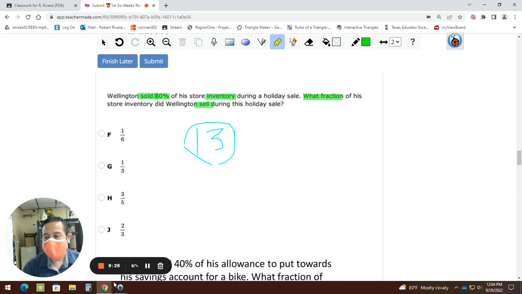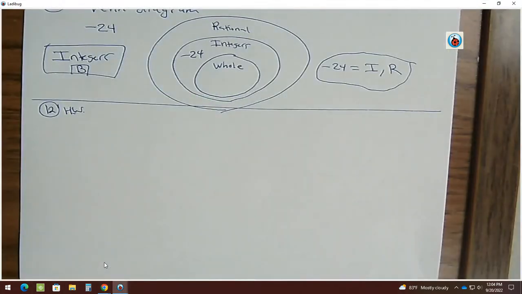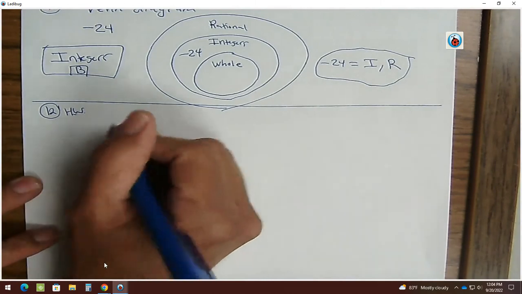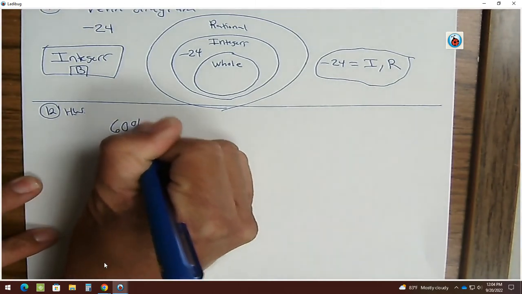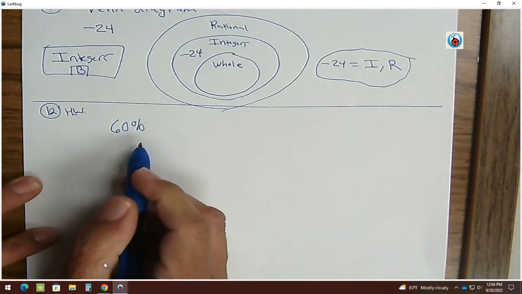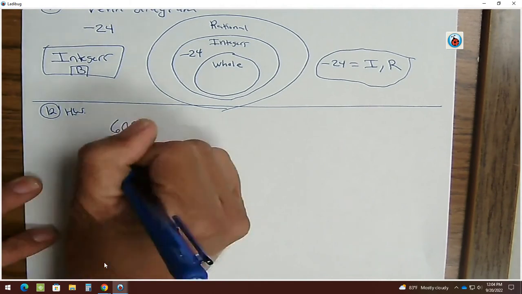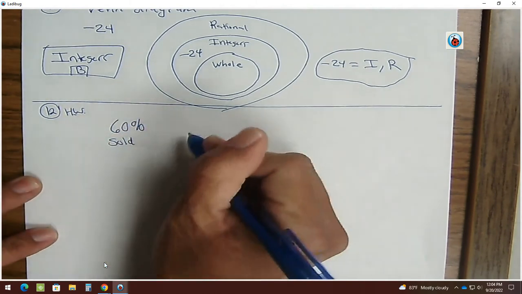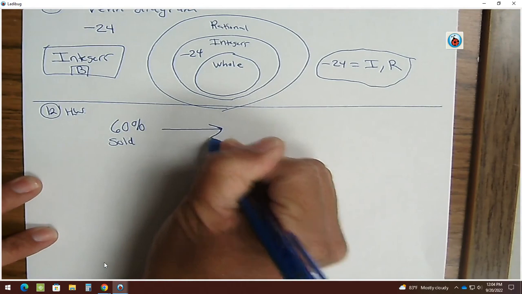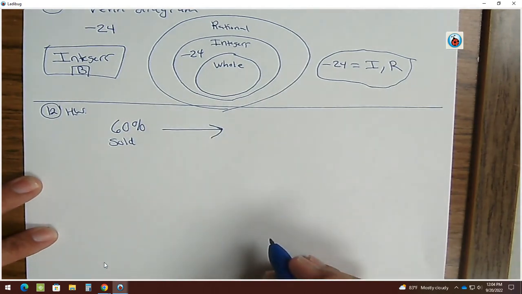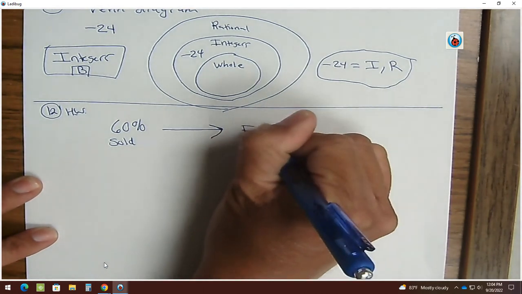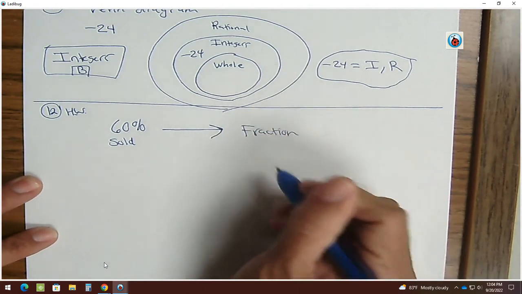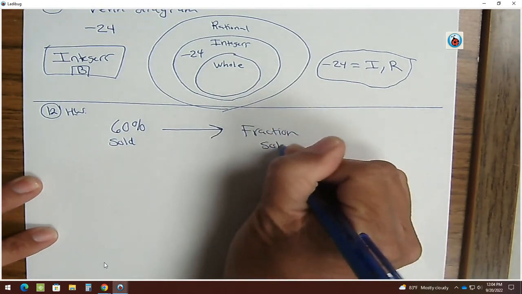Listen. So now I'm going to go to my paper. And I'm going to say, okay, the important stuff that we had, a percent, that's 60%. And what was that 60% in this story? How much he sold. They want me to change this to a fraction. And the fraction is still the one that he sold, right?